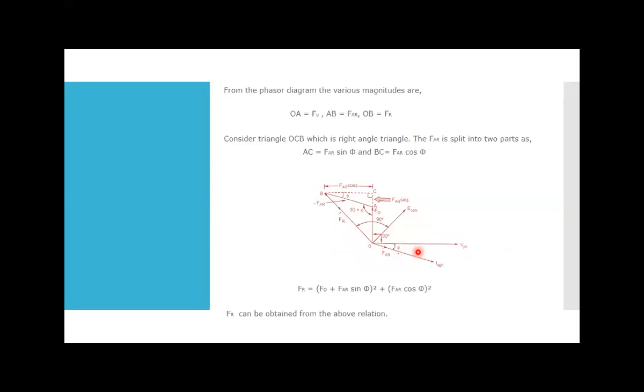So this is my VPH and this is my armature current, the phase current. It is lagging by phi degrees. And when you multiply this by cos phi, then you have the power factor cos phi.